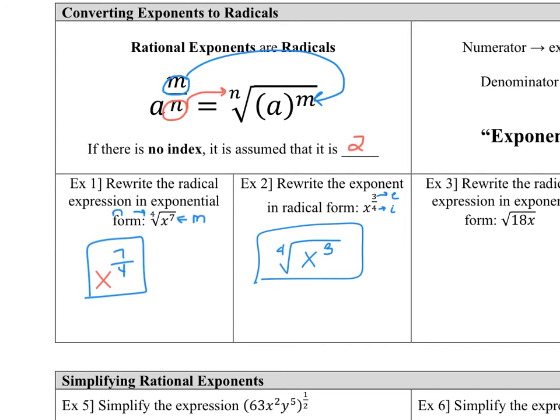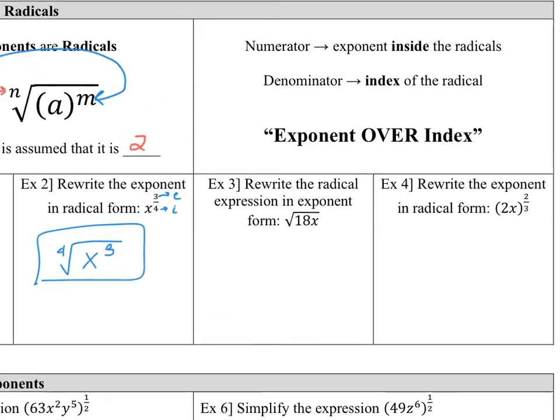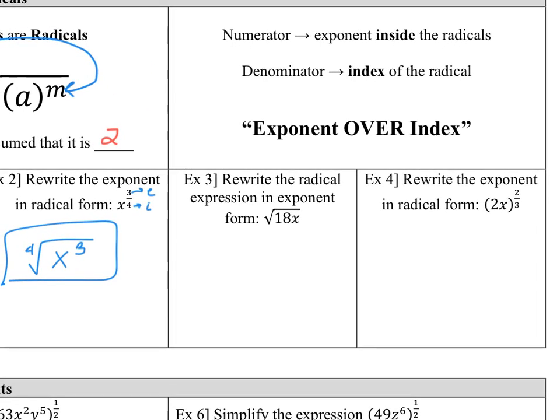Simplify if you can, but in this case, I can't. Example 3. So let's rewrite this radical expression into exponent form. So we have both 18 and x underneath the radical stuck together. So really, there's an imaginary set of parentheses on these guys. Then, if there's not an exponent, we always assume the exponent is a 1.